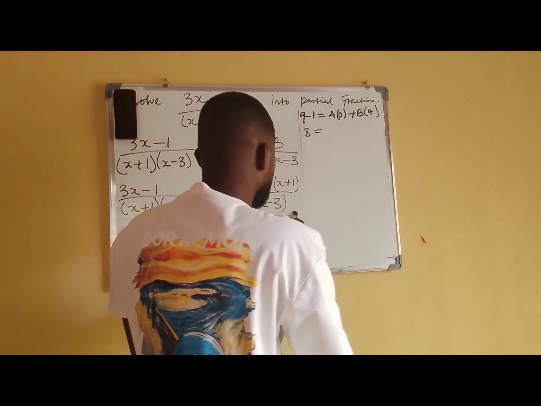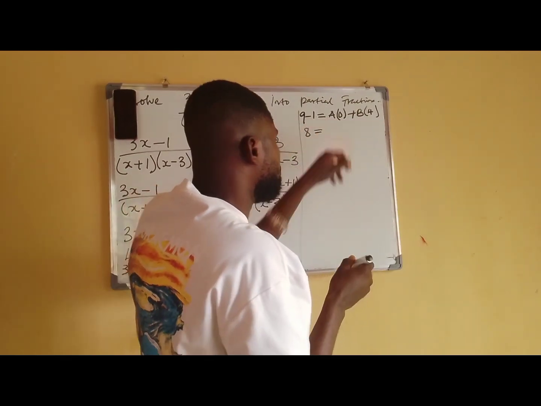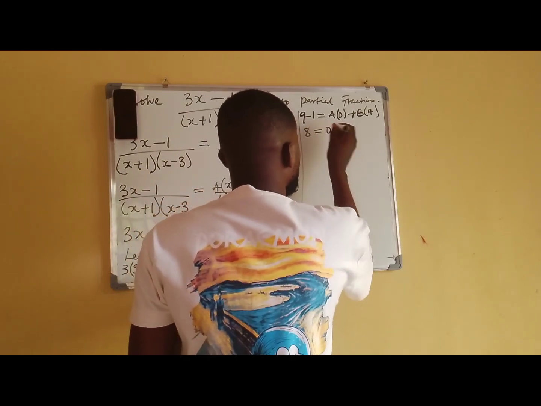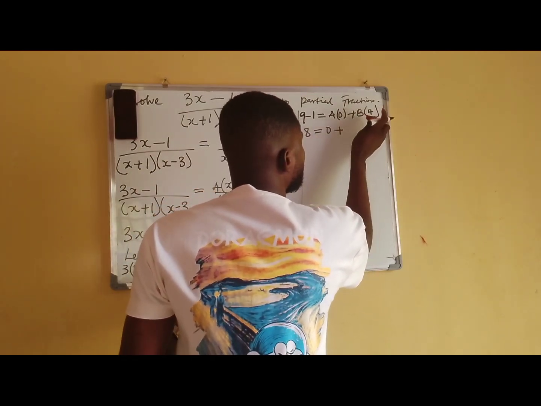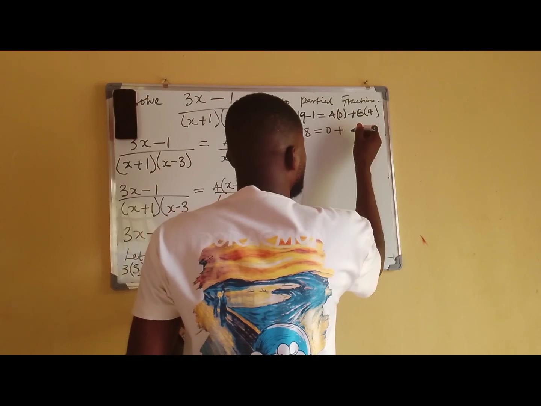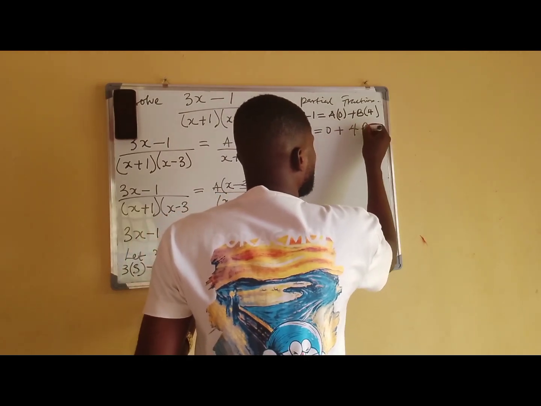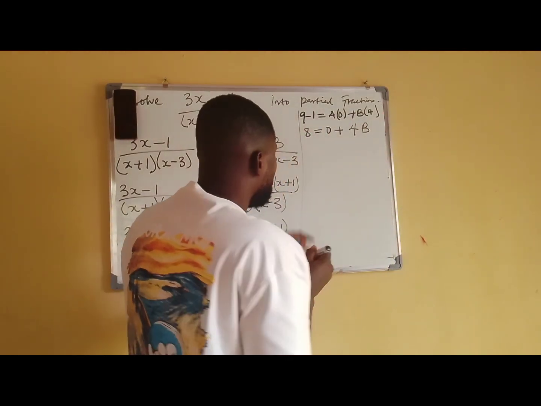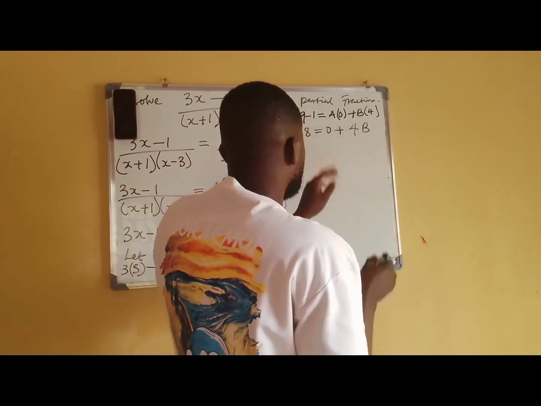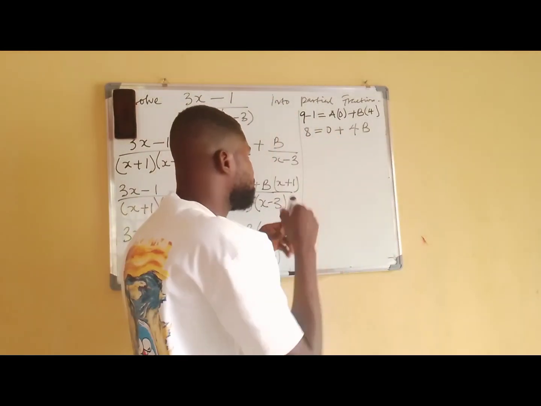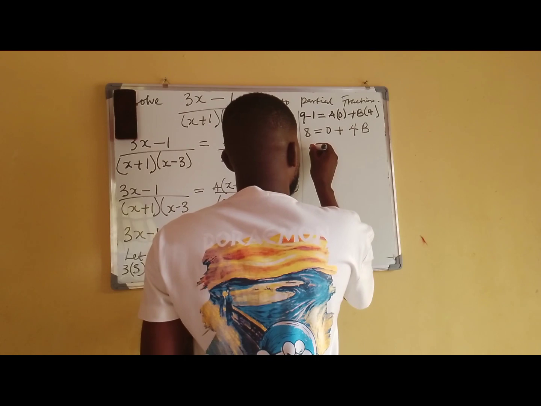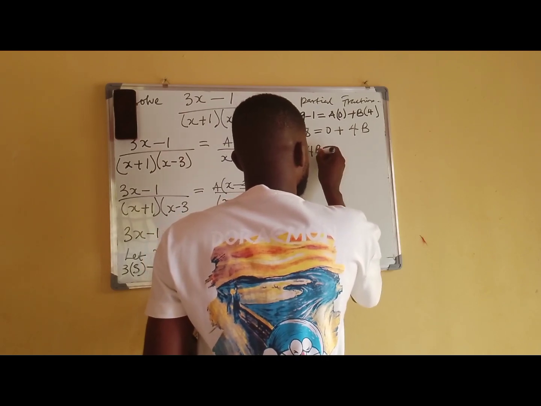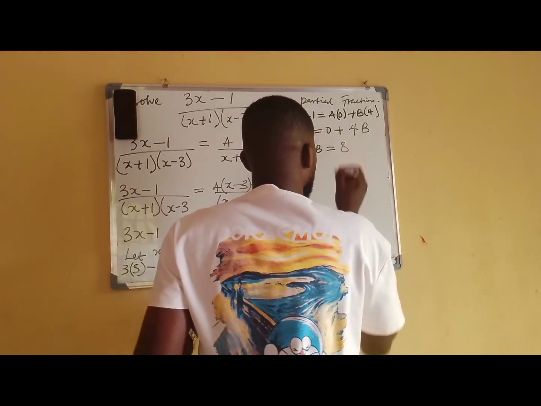Equal to, now a multiplied by 0 will be equal to 0, plus 4 multiplied by b will be equal to 4b. Now 0 plus anything, 0 will just vanish. We will be left with 4b is equal to 8.